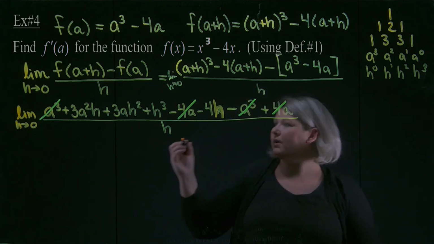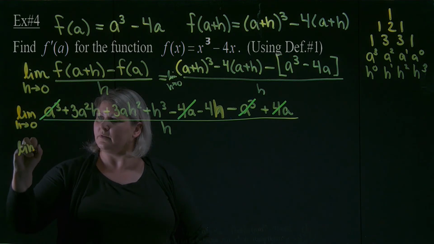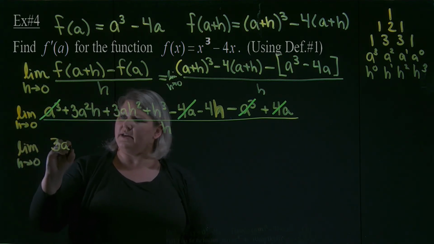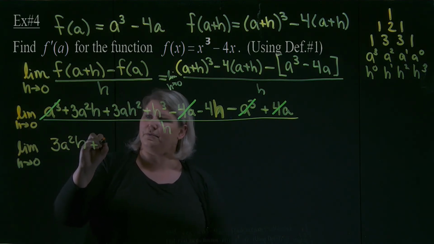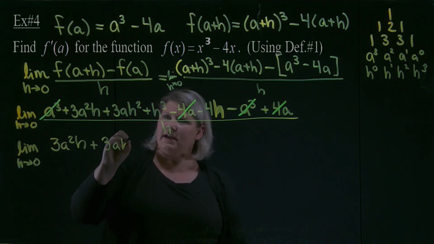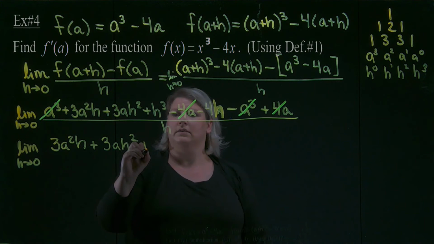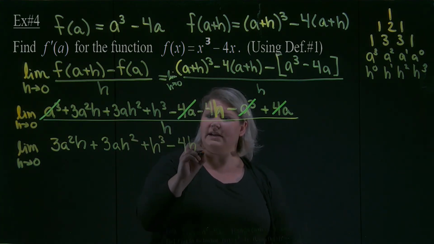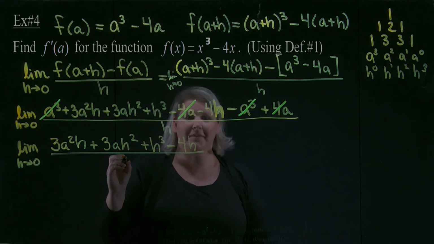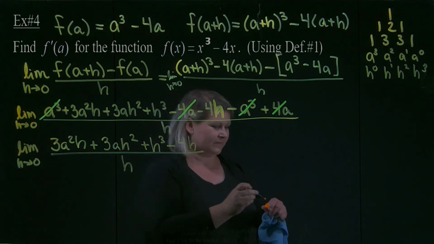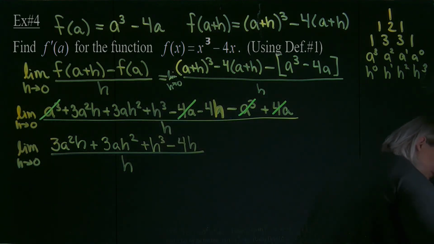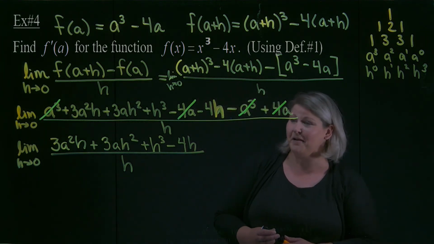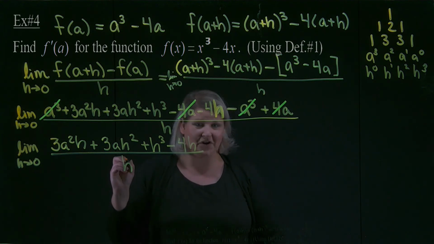So let's go ahead and look at what we have. Limit as h approaches 0. I've got 3a squared h plus 3a h squared plus h cubed minus 4h, all over h. Marker number 4 has bit the dust on the second problem. I'm probably not going to be using orange much longer.